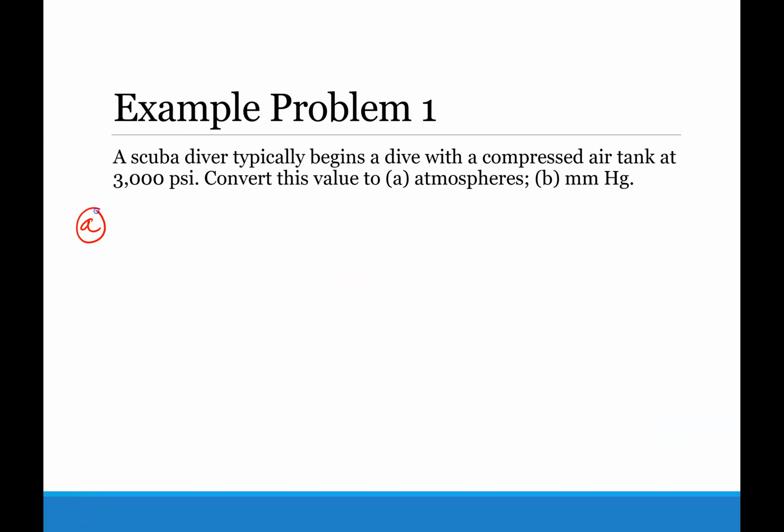So A, we're starting with 3,000 PSI. We're trying to go to ATM. And so this is going to be a one-step conversion because there is a direct conversion factor for this. So draw the multiplication symbol, draw the division bar. PSI goes to the bottom and ATM is at the top.